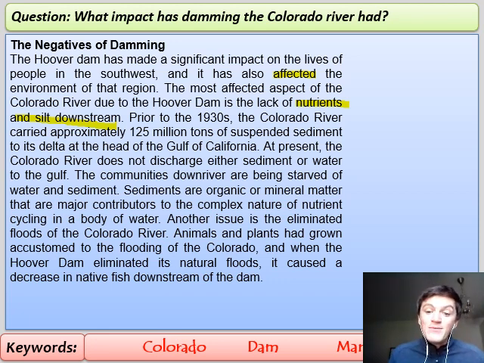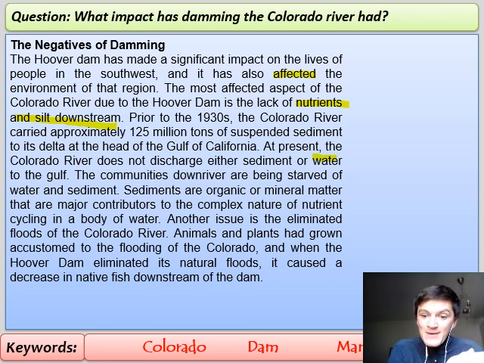Which means if I'm using that water, it's not got all the things that I used to get from that water, which means it lacks the power that it used to have. The communities downriver are being starved of water. At present, the Colorado River does not discharge either sediment or water to the Gulf. That's really important. There's not enough water coming through, so not enough water makes it all the way through to Mexico and through that Gulf.